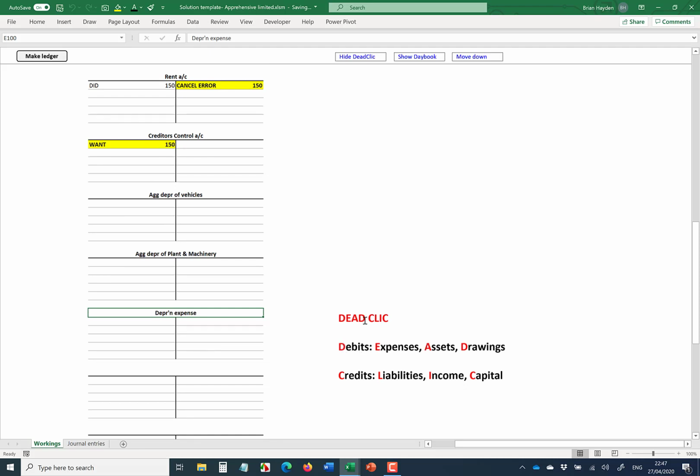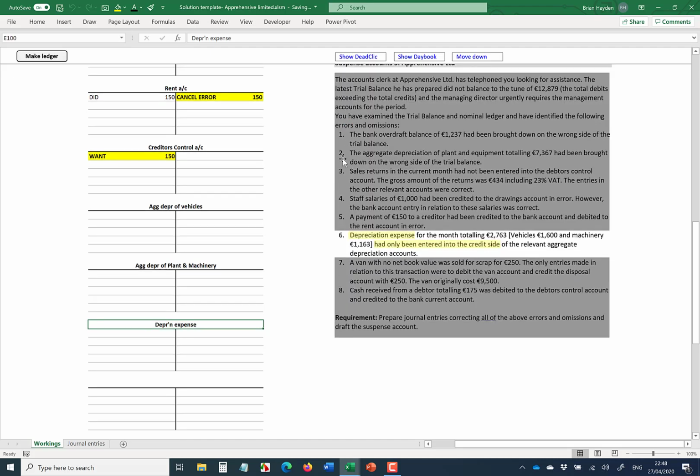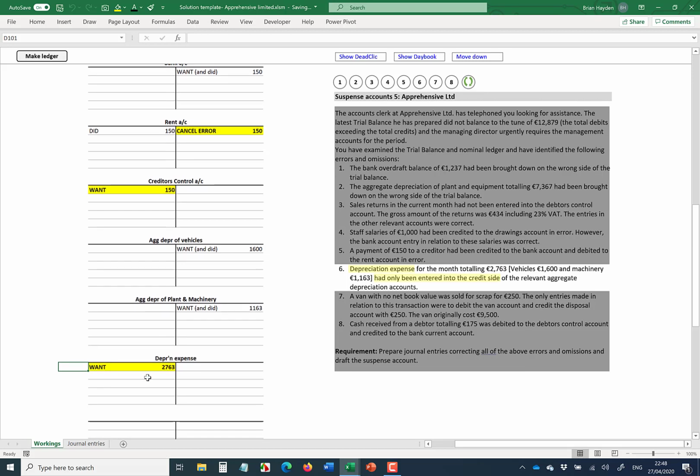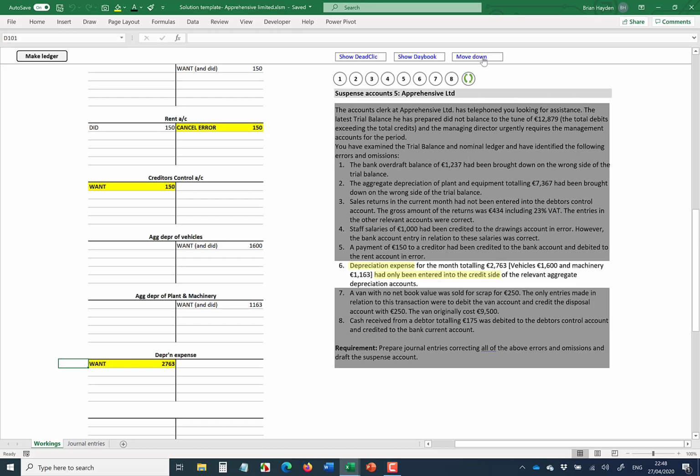This is from Dead Click. Okay, so we should debit depreciation expense, and therefore we would credit the aggregate accounts. So we did in fact credit the aggregate accounts. We put 1600 onto the aggregate depreciation of vehicles, and we put 1163 onto the aggregate depreciation of plant and machinery, but this wasn't done. So we need to do that as part of our solution. So we're going to have to debit depreciation expense, and the corresponding credit will be suspense account. Okay, so that is that item. Again, just move down a little.